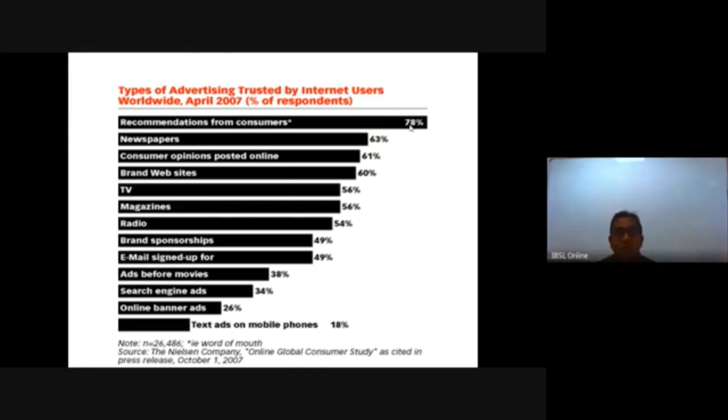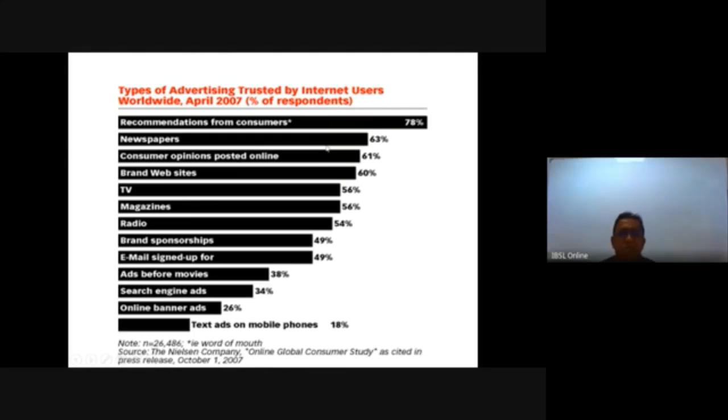Imagine the value of word of mouth. When a customer says good things about your company to another, the other person will believe it, to a level of 78%. But online banner ads have only 26% credibility, believability or trust. Search engine ads 34%. Ads before movies 38. Email sign up 49. Brand sponsorship, radio 54. Magazine 56. TV 56. Brand website 60. Consumer opinion posted online also has a huge credibility.